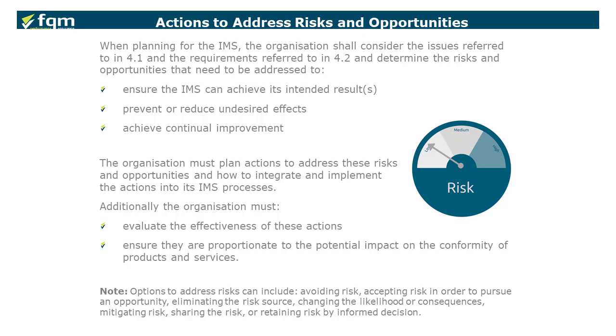So actions to address risks and opportunities. What we want to do in this case, like I said before, is prevent or reduce undesired effects and look to achieve continual improvement. So in terms of the planning phase for risks and opportunities, we want to be looking at, well, do we have in place an effective system that demonstrates how these risks are measured and how we identify them against opportunities, and are they proportionate to the potential impact in the business? So we think about a risk-based approach to our management system.